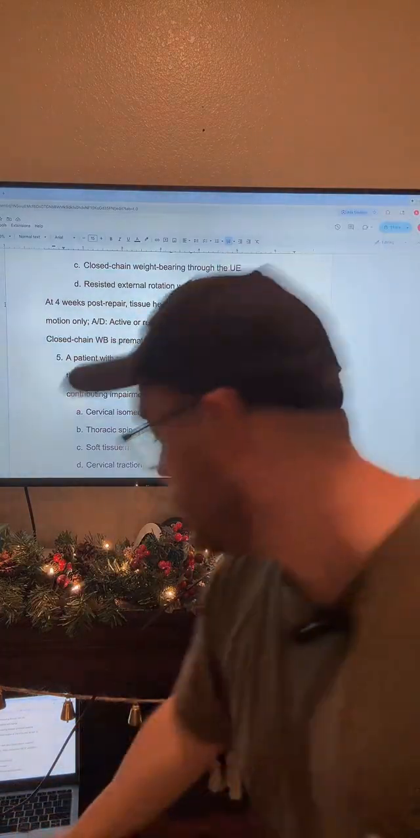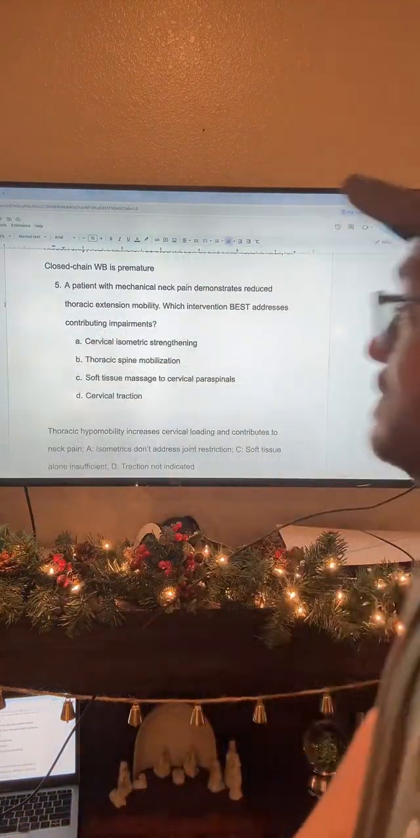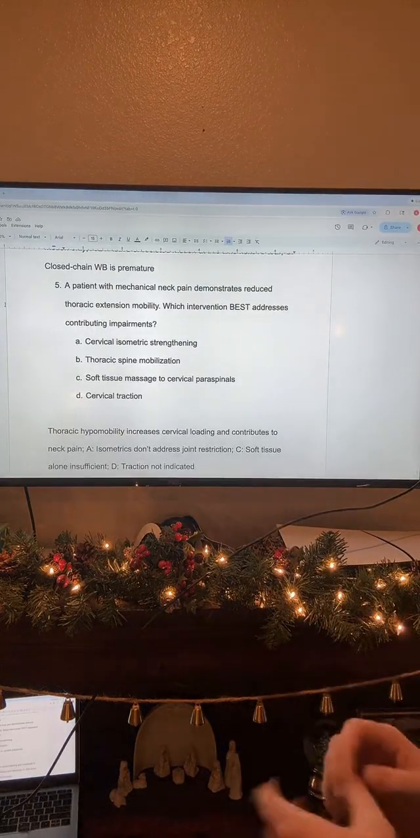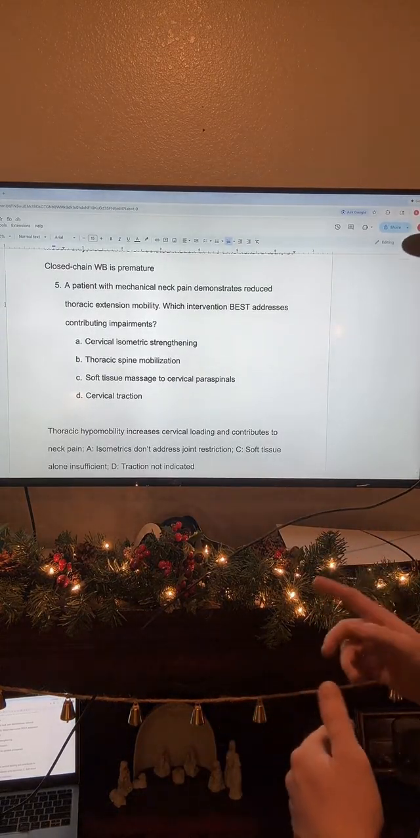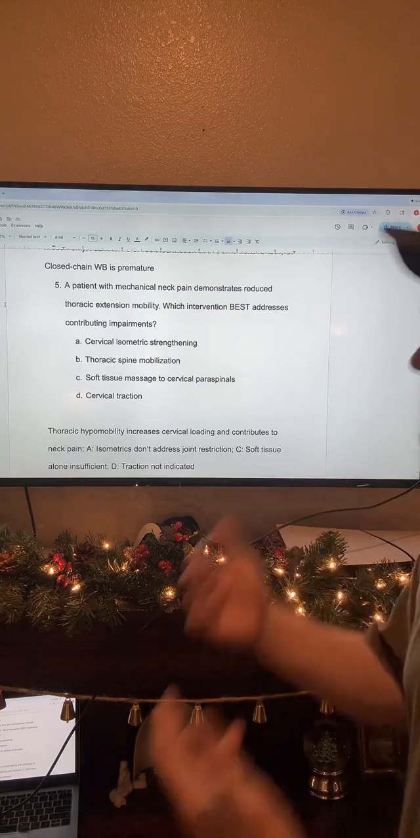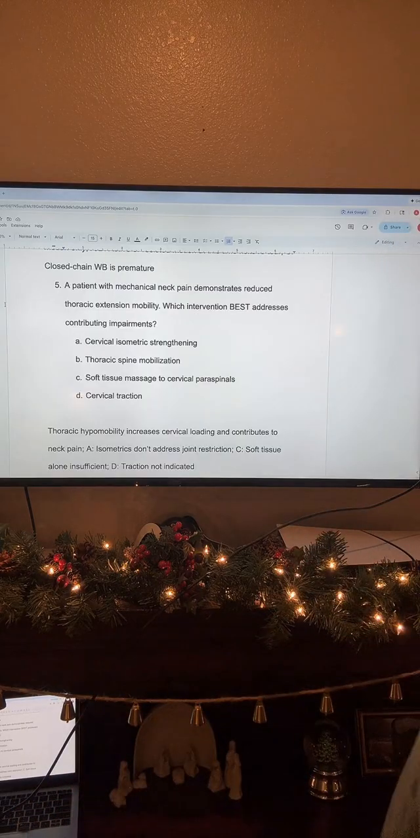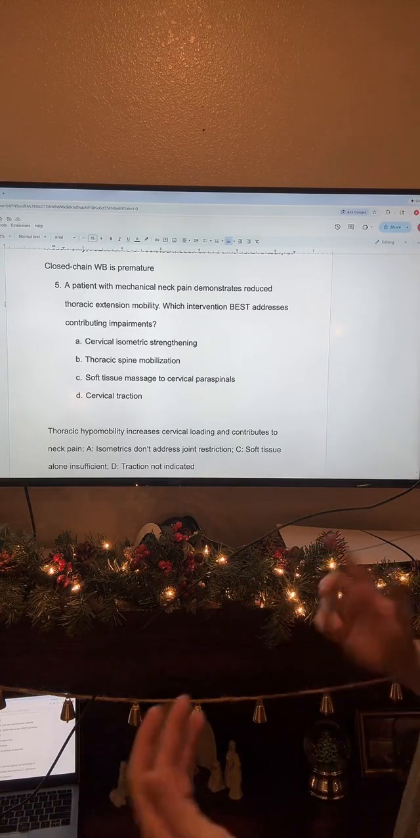Okay, talked for long enough. Let me jump into the answer choices. The answer is B, thoracic spine mobilization. Thoracic hypomobility increases cervical loading and contributes to neck pain. So addressing thoracic spine mobility is going to help decrease cervical loading and thus decrease the neck pain.